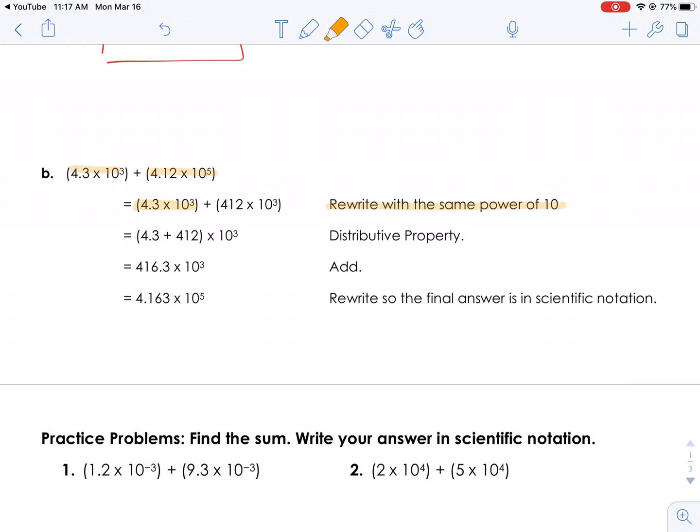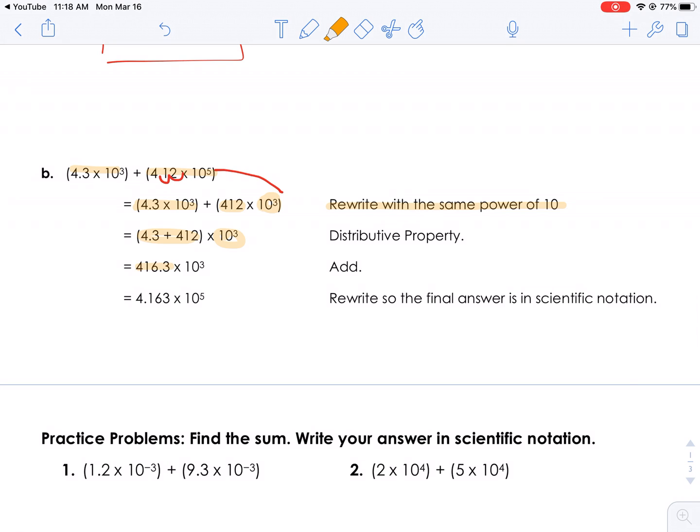So that means our first number in scientific notation stays the same. Now the second one, we're going to use that skill again. We have 10 to the fifth turning into 10 to the third because we need it to be 10 to the third so that they're the same. That means our exponent just got smaller by 2, which means our number is going to get bigger by 2 places. That'll turn into 412. Then we're going to add 4.3 plus 412. Our power of 10 stays the same, so it's 10 to the third.